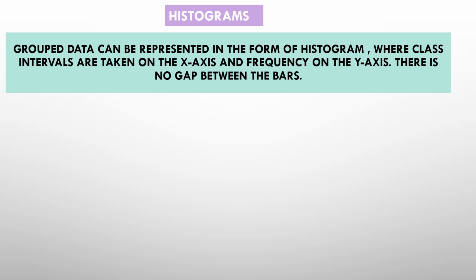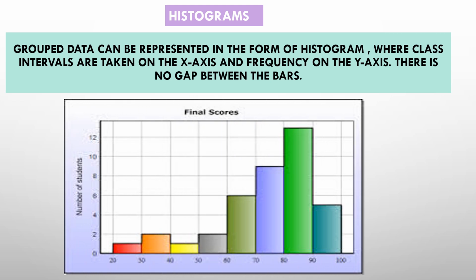The next type of graph is histogram. Grouped data can be represented in the form of histogram, where class intervals are taken on the x-axis and frequency on the y-axis. There is no gap between the bars. This is the example of a histogram. You can see that the bars are attached to each other. There is no gap between them.